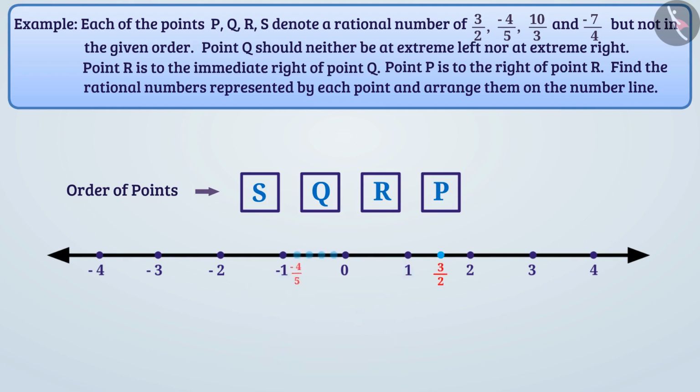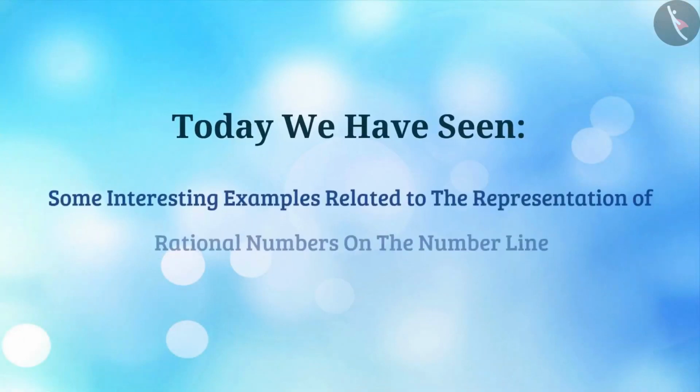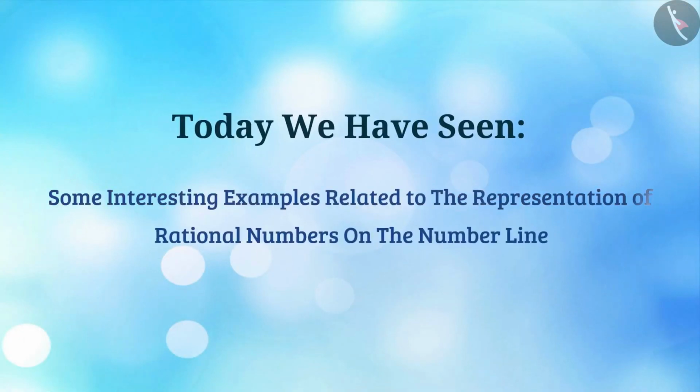Similarly, we will denote -4 by 5, 10 by 3 and -7 by 4. Considering the order of rational numbers and the order of given points, we can now say that point S is the rational number -7 by 4, point Q is the rational number -4 by 5, point R is the rational number 3 by 2, and point P represents the rational number 10 by 3. So today we have seen some interesting examples related to representation of rational numbers on the number line.